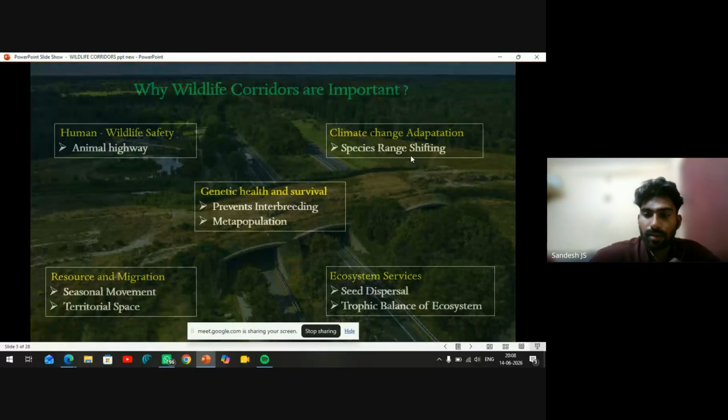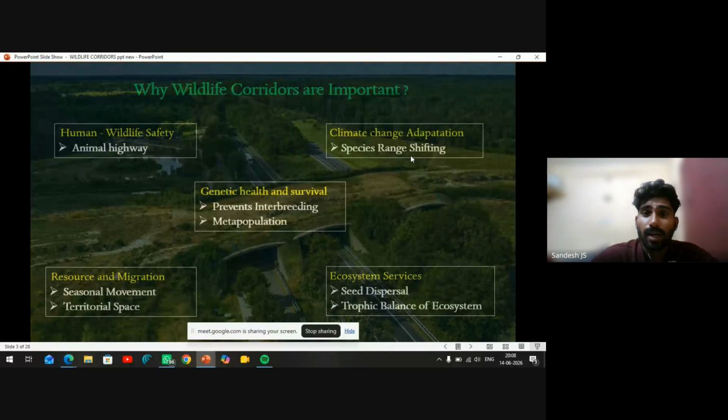Another important slide in this webinar is why wildlife corridors are important. The first thing is genetic health and survival. It prevents inbreeding depression, and also supports the metapopulation, which is a population that is spatially separated but interacts through migration. So the wildlife corridor acts as a bridge to help the population migrate and explore.